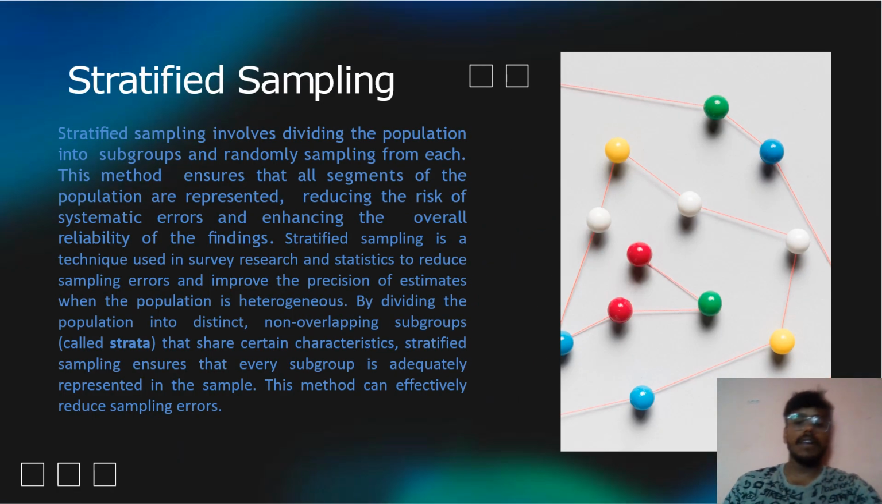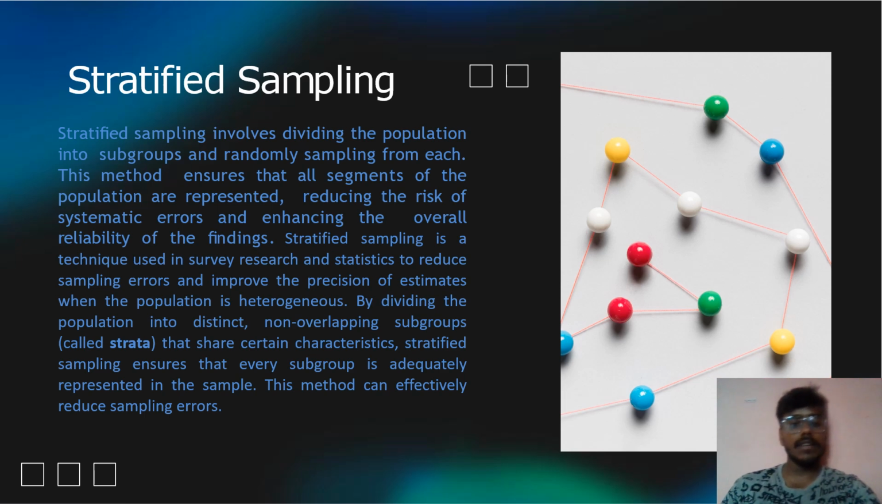Then stratified sampling. Stratified sampling involves dividing the population into subgroups and randomly sampling from each. This method ensures that all segments of the population are represented, reducing the risk of systematic errors and enhancing the overall reliability of the findings.